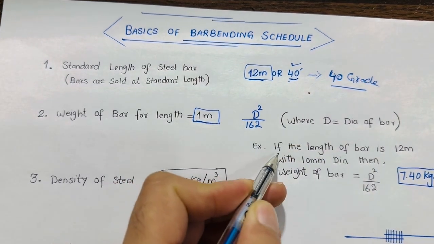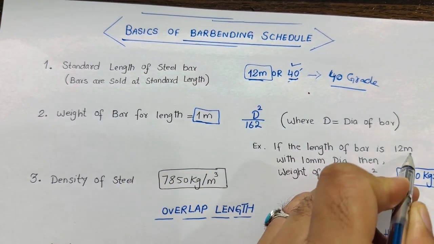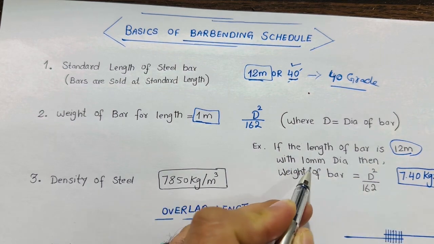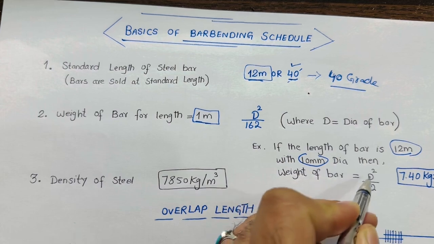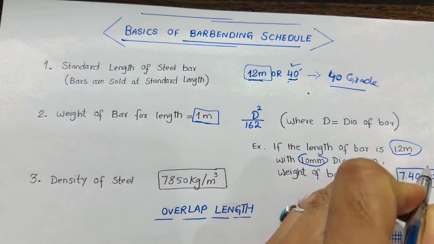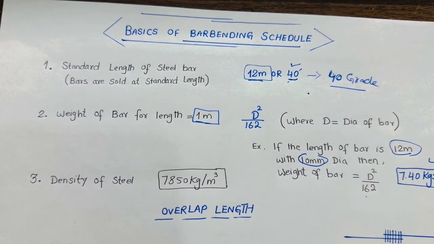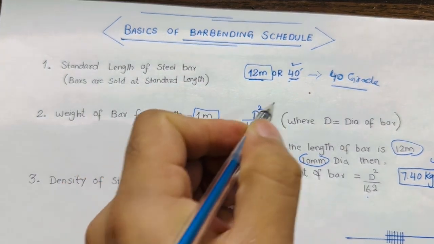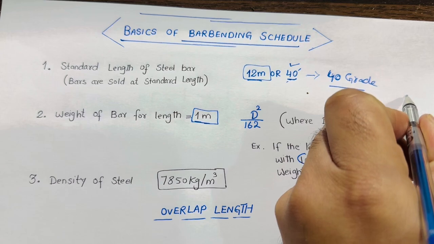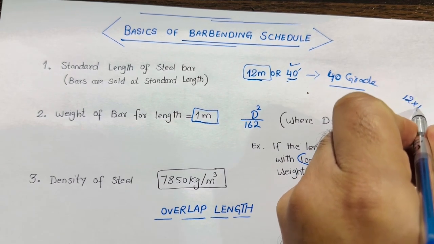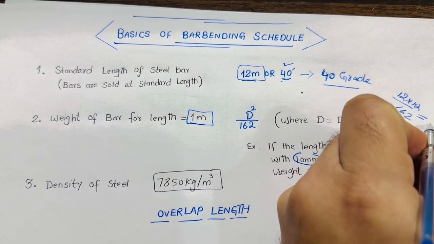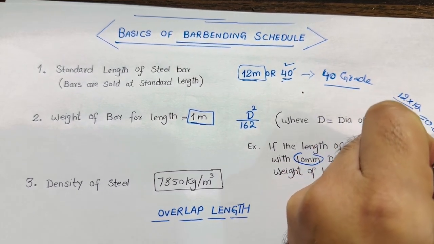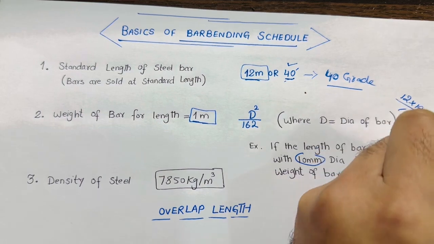Suppose this is the example. If the dia of the steel rod is 10 millimeter, the weight of bar is d square divided by 162. So the weight per meter is 0.617 kg if the dia is 10 millimeter. Suppose the dia is 12 millimeter, do the same: 12 multiplied by 12 divided by 162, you will get the value 0.88 kg. So this is for 1 meter, okay?